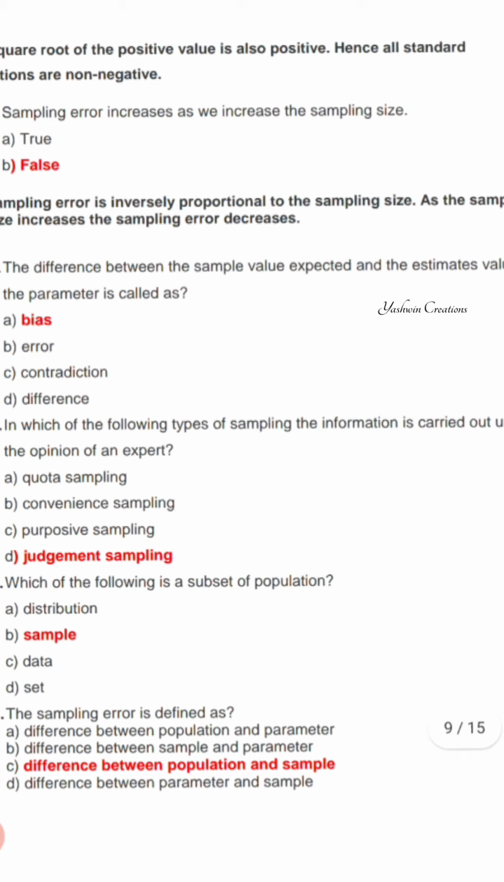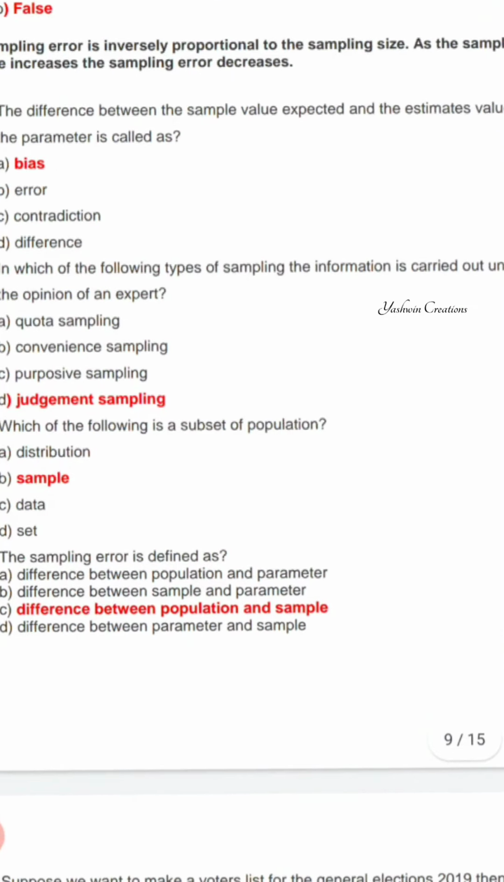Which of the following is a subset of a population? A sample, that is a sample. Sampling error is defined as what? It is the difference between a population and a sample.